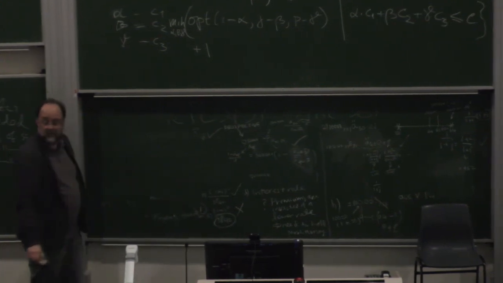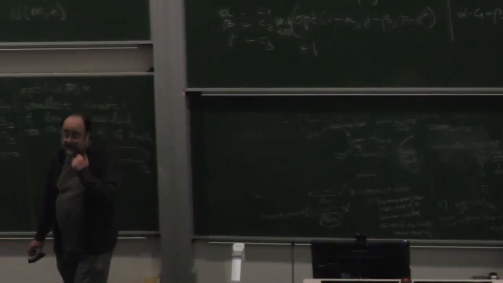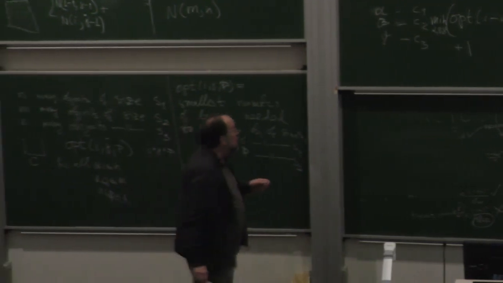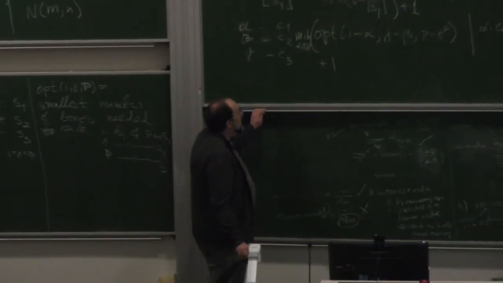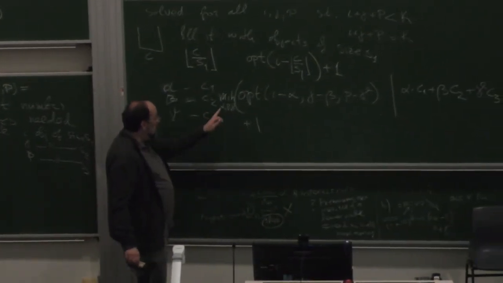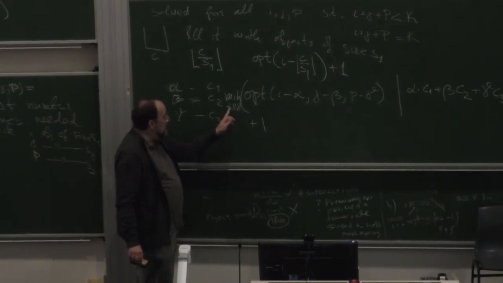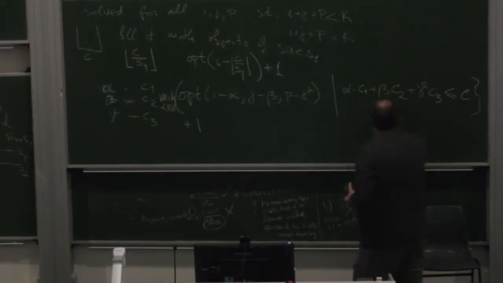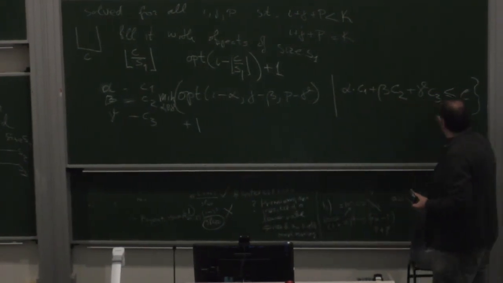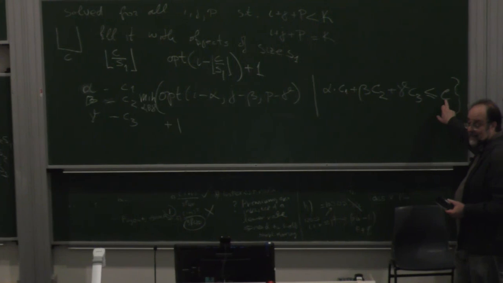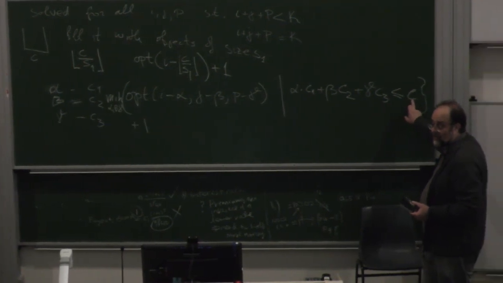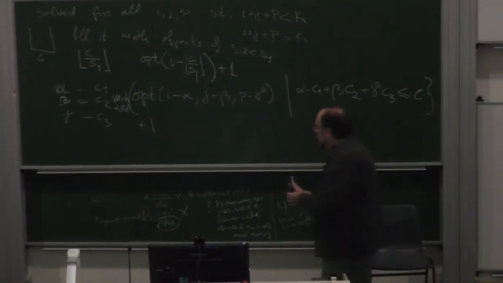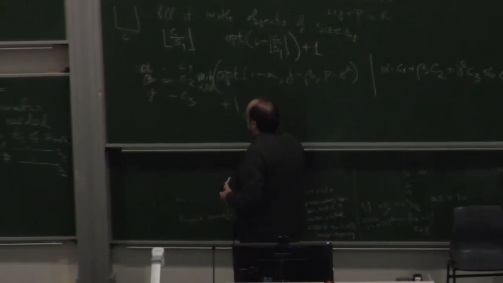Yes? What does it mean by alpha, beta, gamma? Sorry? That's how many, so you will range through all possible integers alpha, beta, and gamma, so that this combination of objects fits in C, in a single box. Right? For example, let's give an example.